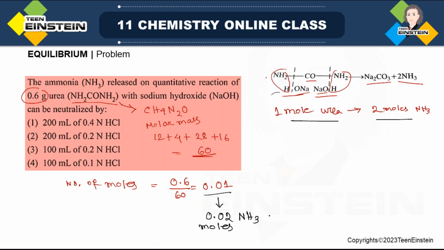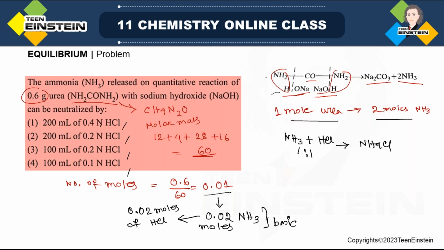Now to neutralize this ammonia, which is basic, you need some acid solution. Now it is asking which of these acid solutions will be able to neutralize it. Quantitative reaction means it will be exactly neutralized. So for 0.02 moles of ammonia, the reaction between ammonia and HCl is a 1:1 reaction. It will produce NH4Cl. That means 0.02 moles of ammonia also requires 0.02 moles of HCl.